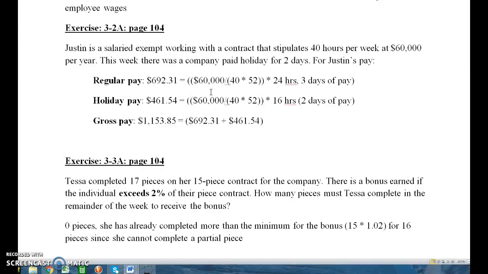$692.31. You would do the same formula for holiday pay, but instead of 24 hours, he's getting paid for 16 hours of holiday pay, which is 2 days. So in this case, it would be $461.54. His gross pay would be $1,053.85. So please make sure when you are working through the exercises to watch how many days they are working versus possibly sick days and holiday days.